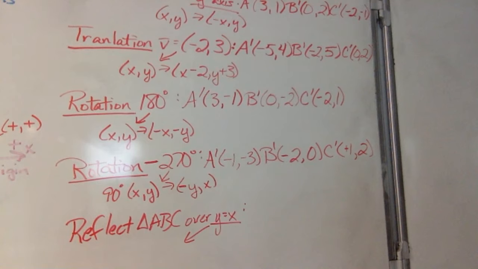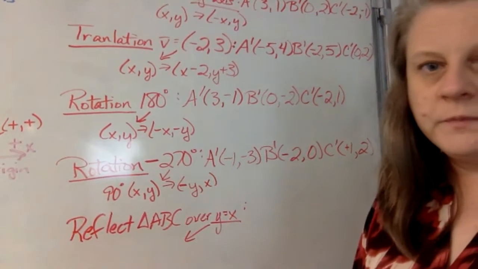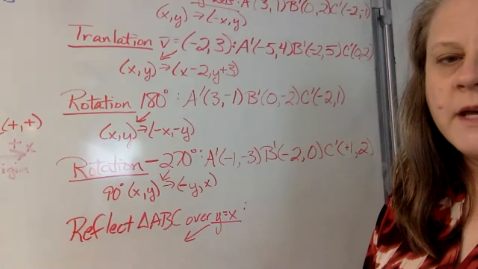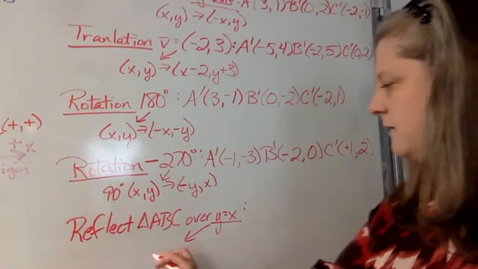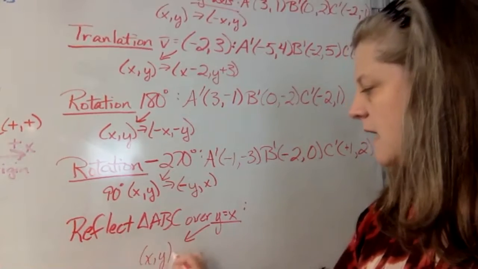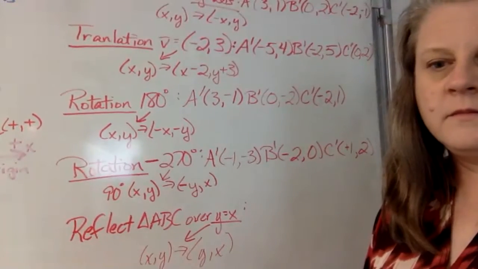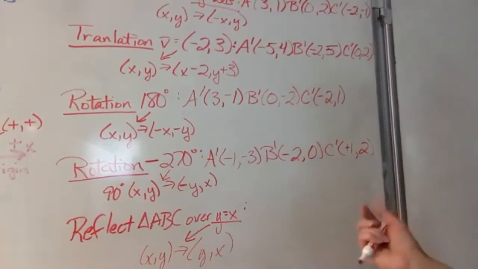You're going to flip them. Okay. You're going to just change the order. Okay, what was X becomes Y, what was Y becomes X, right? So you have XY is going to become YX. You're reflecting over that line, so they trade places.